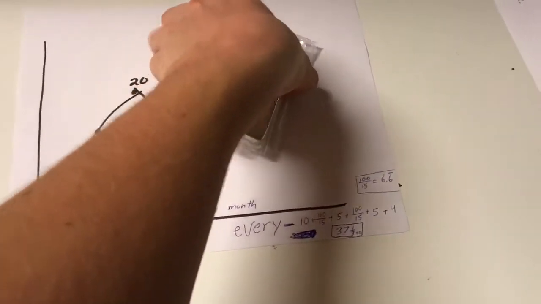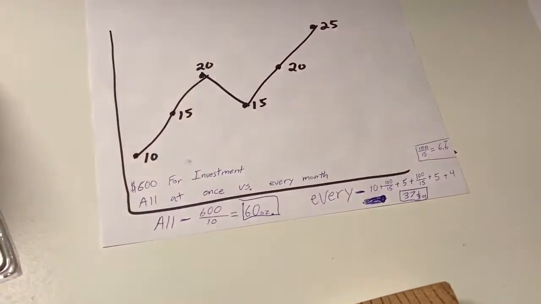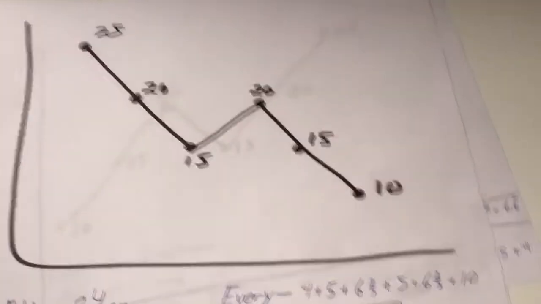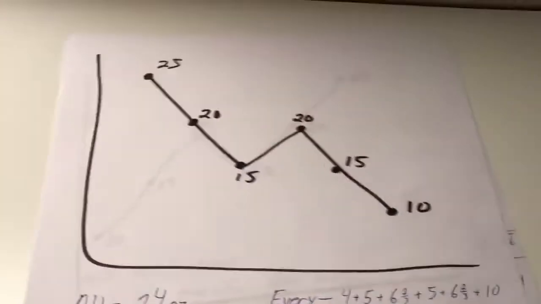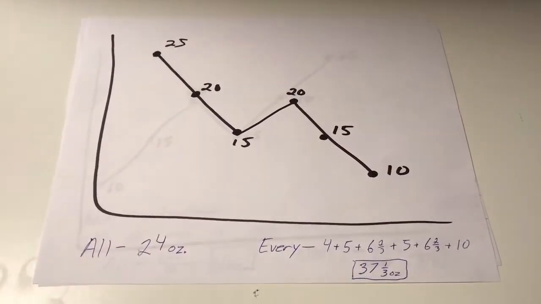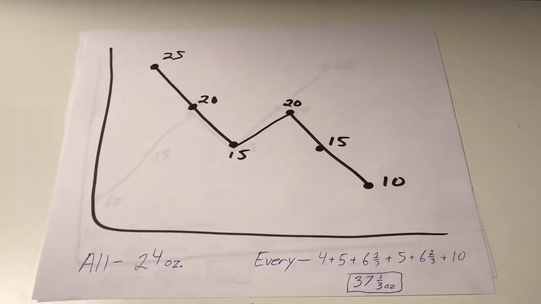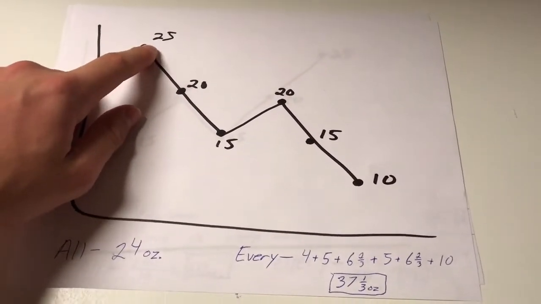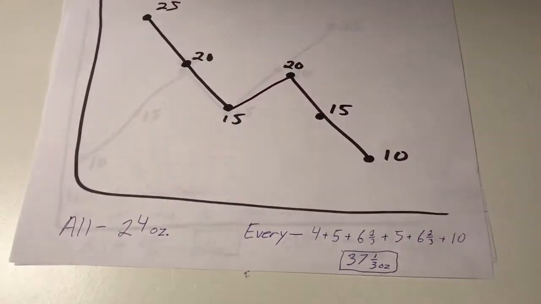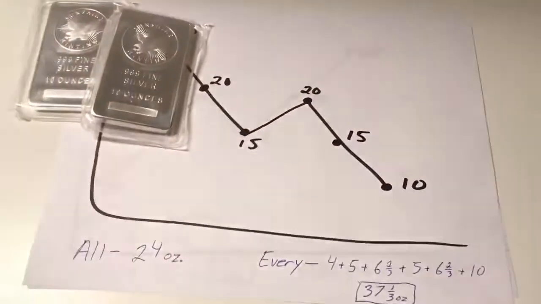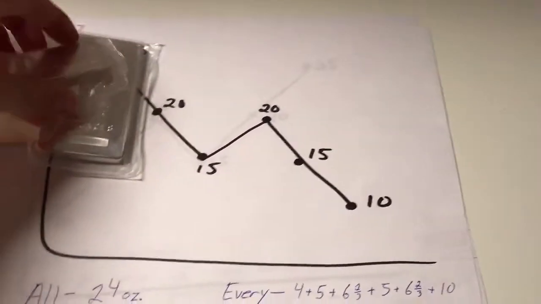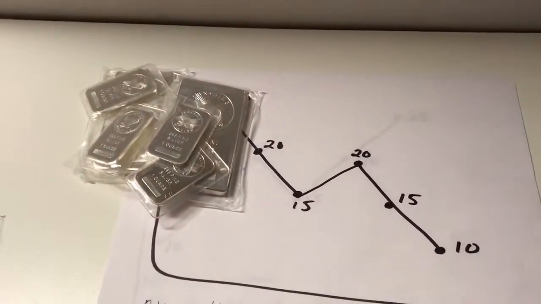Let's say the same situation. Joe has $600 that he can either invest $100 a month for 6 months, or he can buy all of it at once. So let's say silver is currently sitting at $25, and he has the $600. If he bought all $600 worth right now when it was at $25, 600 divided by the $25 would leave him with 24 ounces. This is all that Joe would end up getting with his $600.